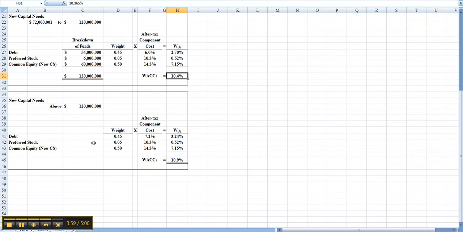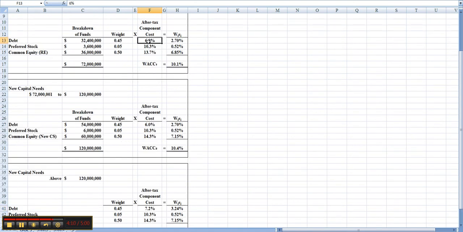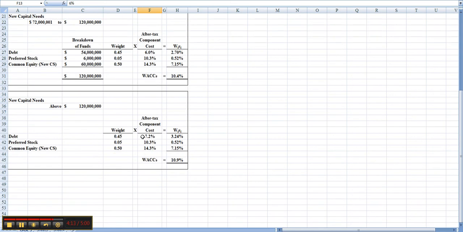And then we do the same thing for the next break point. Anything above the debt break point of 120, now what we have is debt has gone up. It was 10% before tax up here, 6% after tax, but now, as you'll see in the example, anything above $54 million is going to cost us 12% before tax, or 7.2% after tax. Cost of preferred stock stays the same. Cost of new common stock is the same as it was up here. It already increased up here. So again, because of that increase in debt cost, our overall weighted average cost of capital has gone up from 10.4 to 10.9%.